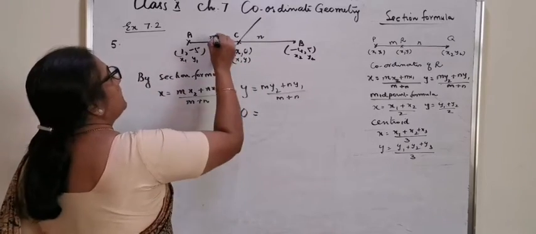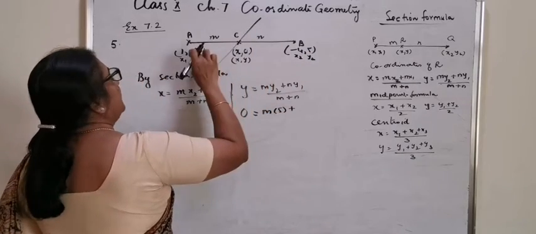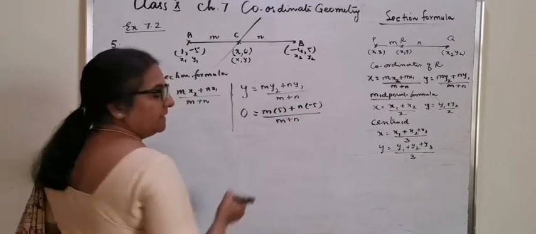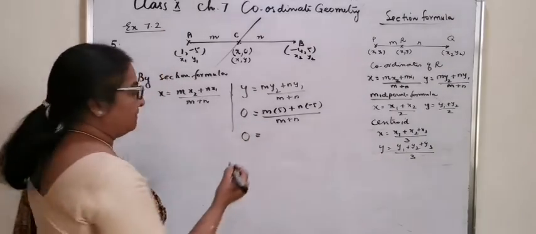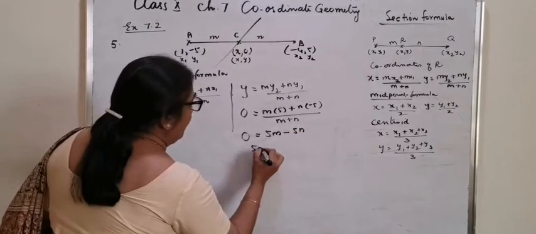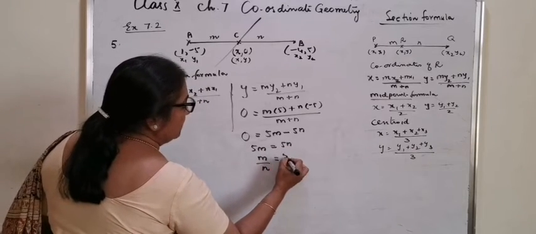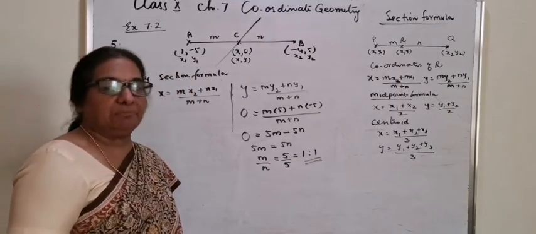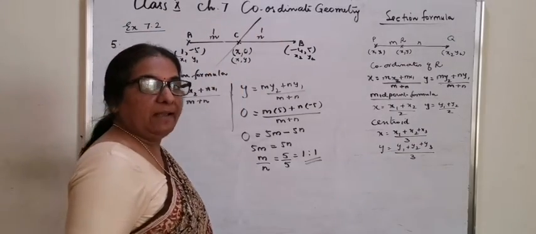0 is equal to (m into 5 + n into -5) divided by (m + n). 0 into any number is 0, so 0 is equal to 5m - 5n, or 5m is equal to 5n. The ratio m by n is equal to 5 by 5, that is 1 is to 1. That means C is the midpoint. So we can substitute the values of m and n as 1 and 1.